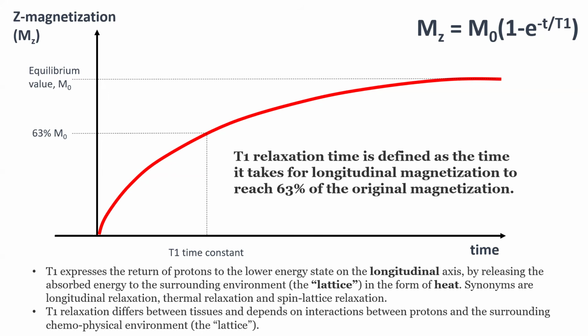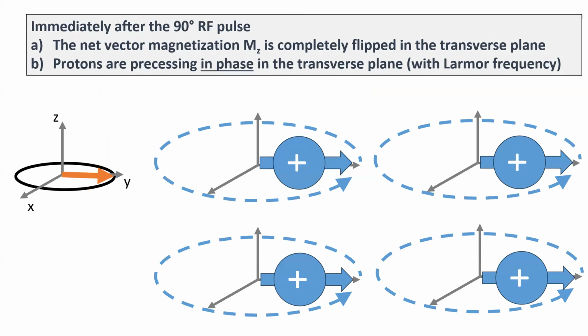And this also explains why synonyms for T1 relaxation are longitudinal relaxation, because we get relaxation towards the longitudinal plane, thermal relaxation because we release heat, or spin-lattice relaxation because we give energy to the surrounding environment or the lattice. And also important, the T1 relaxation time will differ between tissues, and that is something we can use to create MRI images, because it will depend on the interactions between protons and the surrounding environment, and that surrounding physical or chemical environment will be different in different tissues.